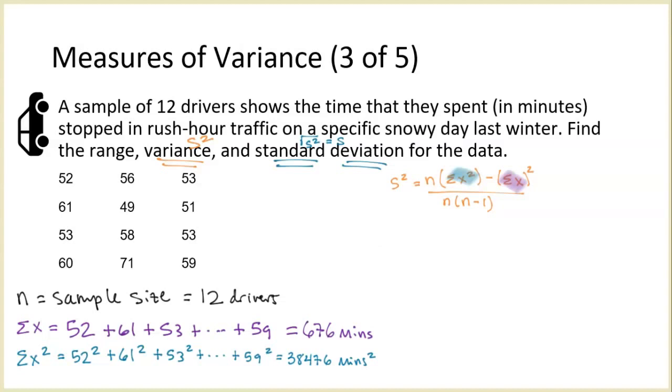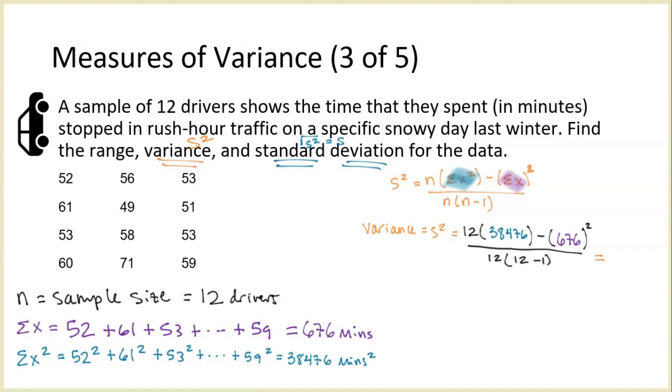Once we find these three numbers, then we can set up our formula and we can find the value for variance, and then we can in turn find the value for standard deviation. So once we are able to set this up, we have 12 times 38,476 minus 676 squared, and that's divided by 12, times 11, or 12 minus 1.